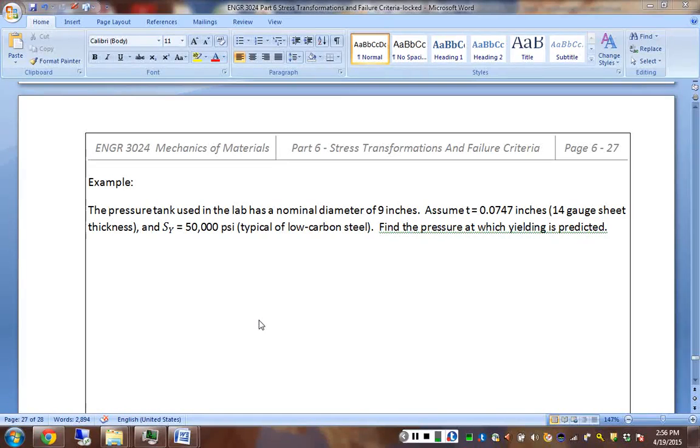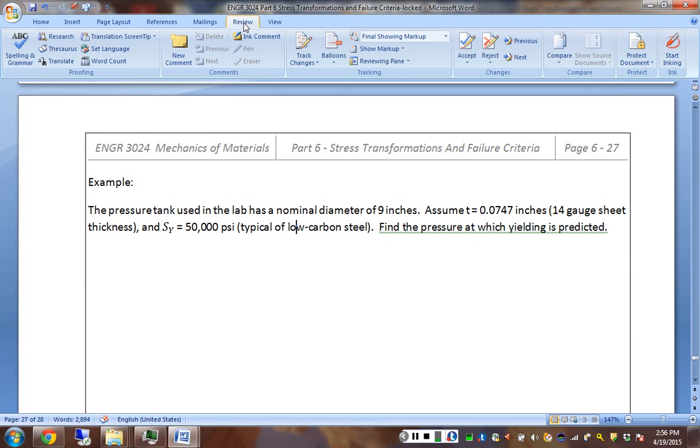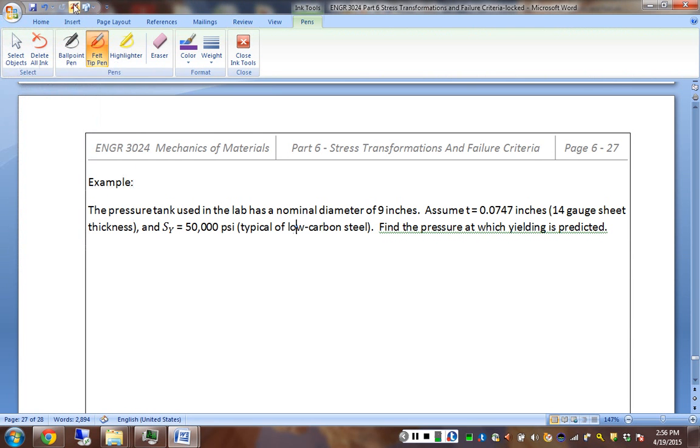Alright, this video works through course pack page 621. It examines the thin-walled pressure vessel that is the same dimensions and construction as the one that we used in the lab.